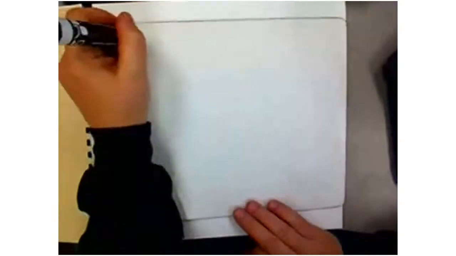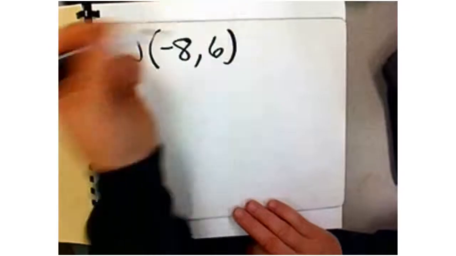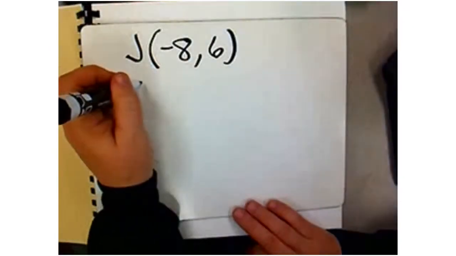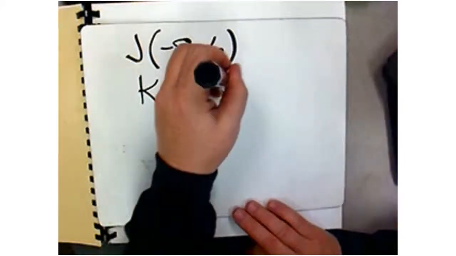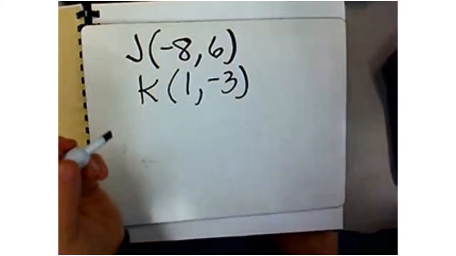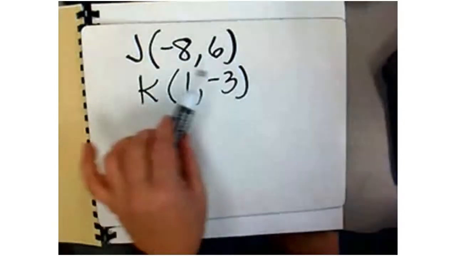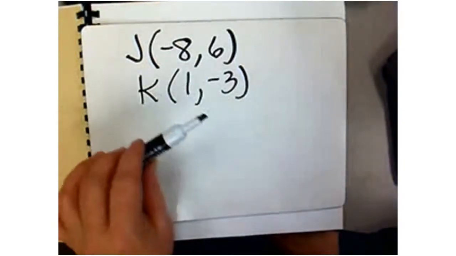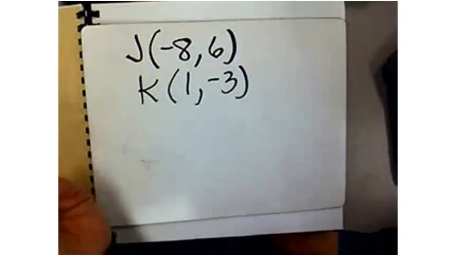I'm going to use a whiteboard to write this out for my visual learners. So we have point J at open paren -8, 6, close paren, and then point K at open paren 1, comma, -3, close paren. So using our distance formula, we can replace all those values with these coordinates, do the basic algebra, and solve for the distance between J and K.